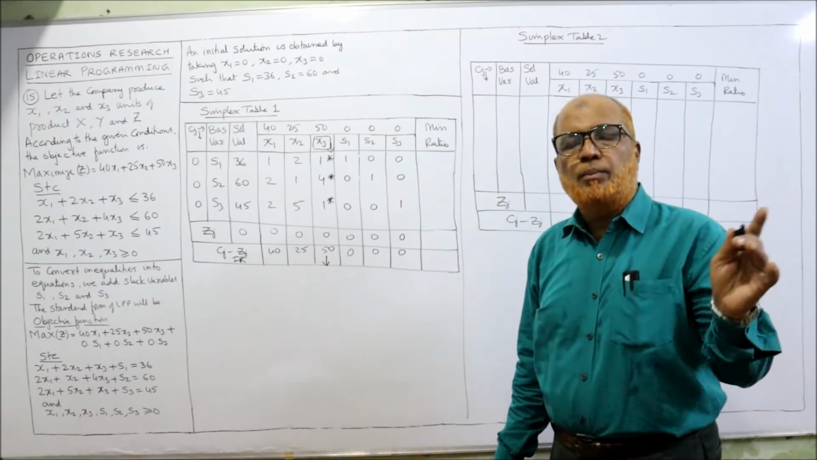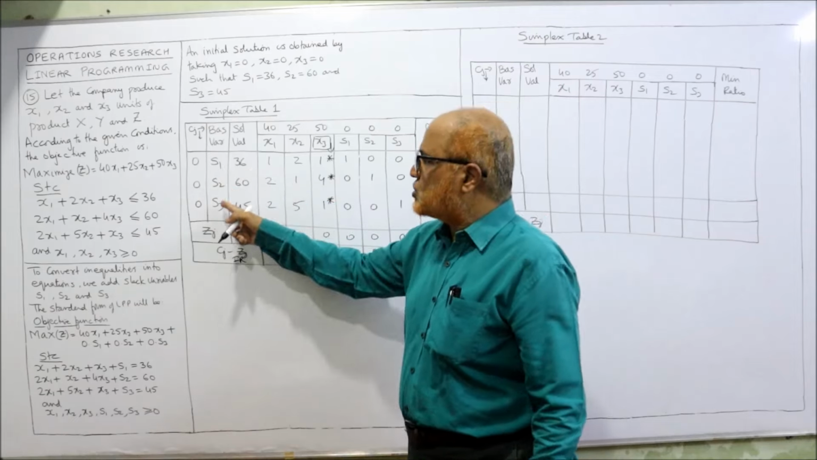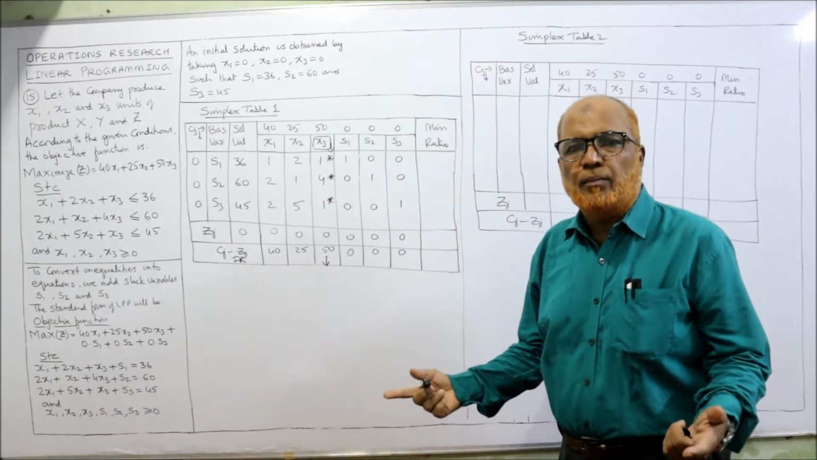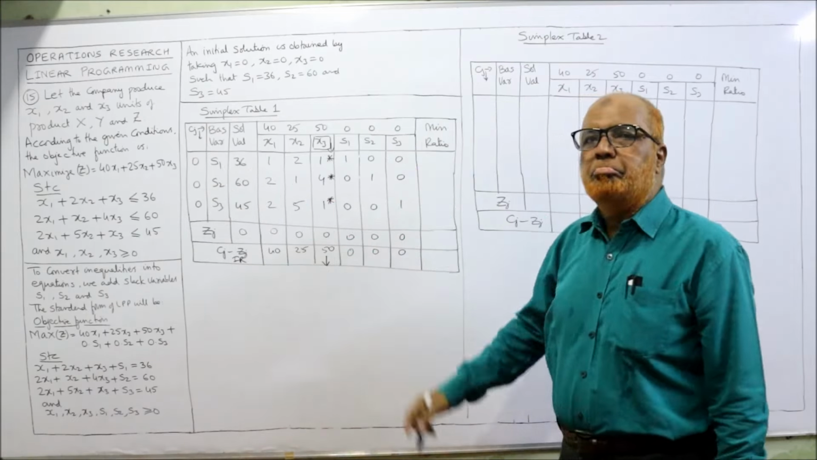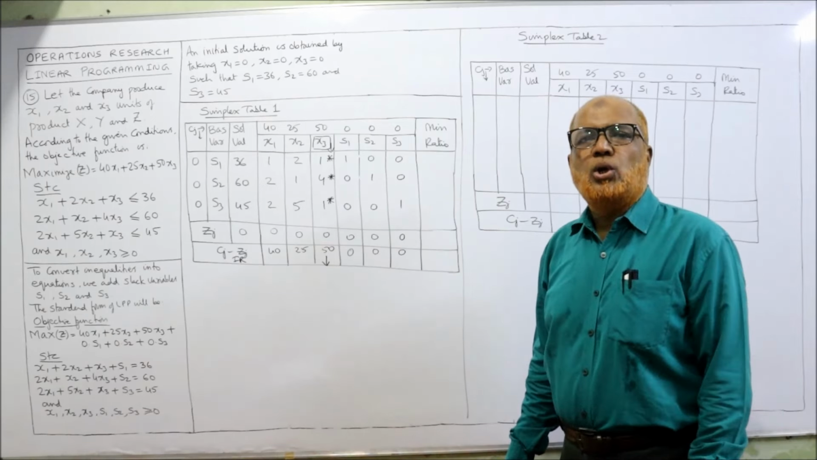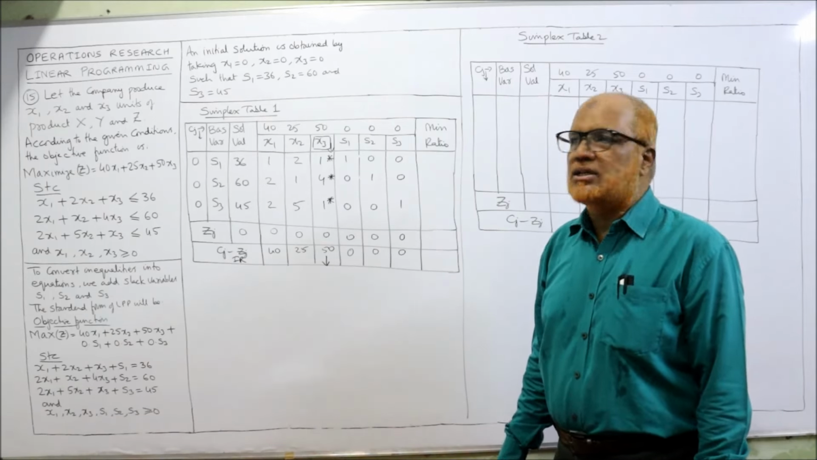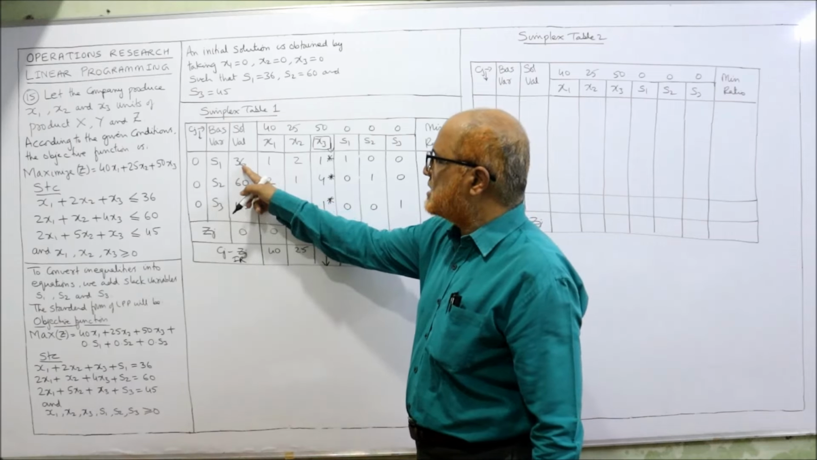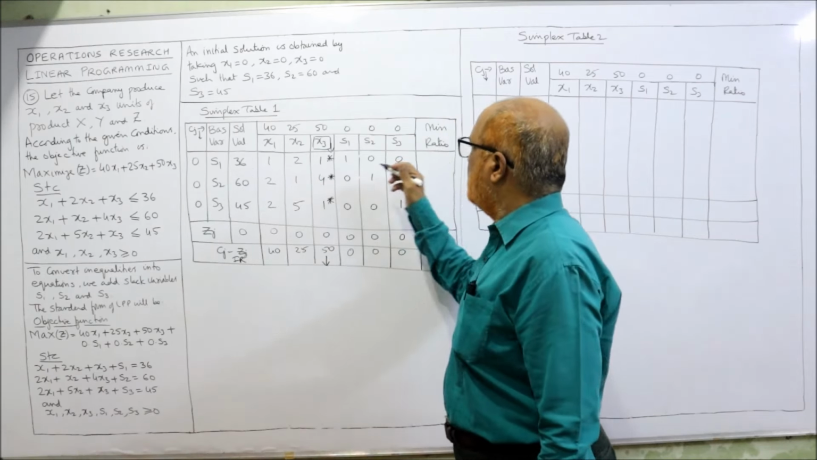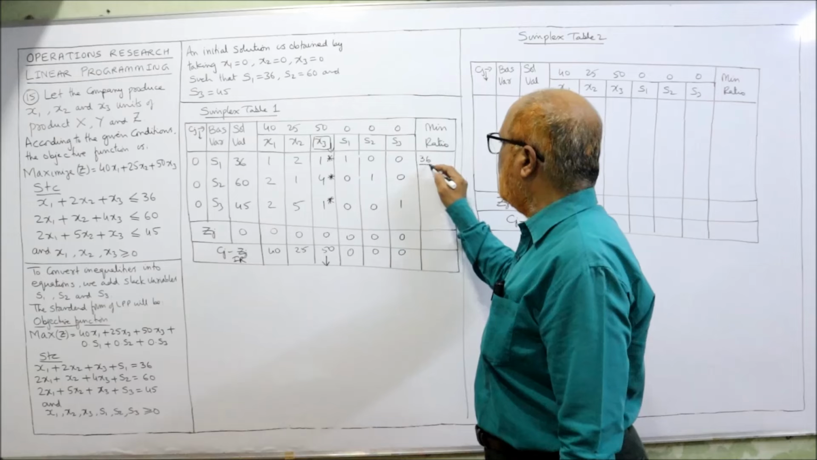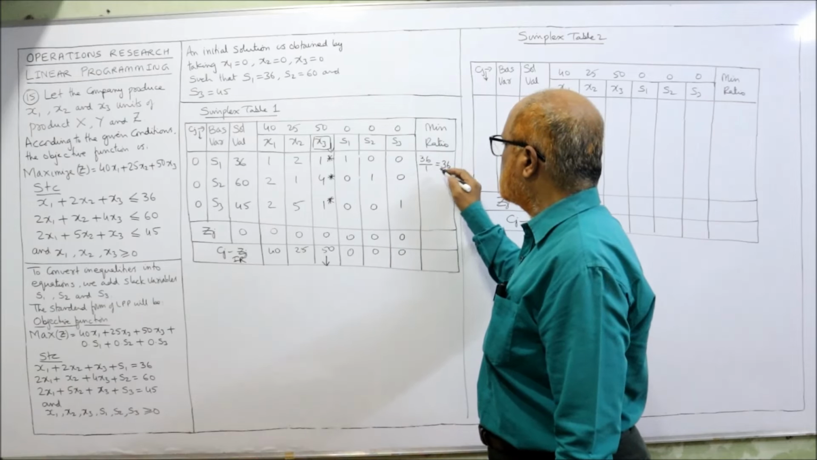Now one variable has to be departed, either S1 or S2 or S3. Which variable is to be departed depends on the minimum ratio: solution value divided by intersectional element. What is the solution value here? 36. Intersectional element, 1. So 36 by 1 is equal to 36.